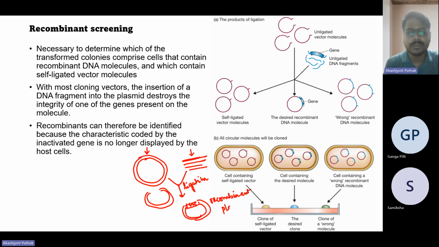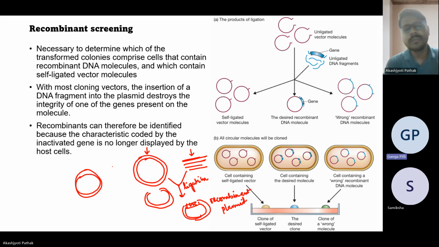But when you're doing cloning, not all the plasmids will be recombinant. There will be some plasmids which have self-ligated. Self-ligated means the gene of interest has not ligated into the vector. The vector has ligated on its own. It does not carry the gene of interest. So how will you differentiate the recombinant plasmid from the self-ligated plasmid?